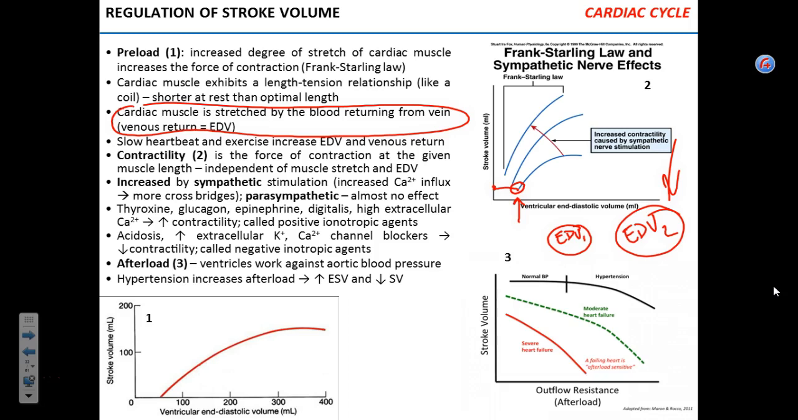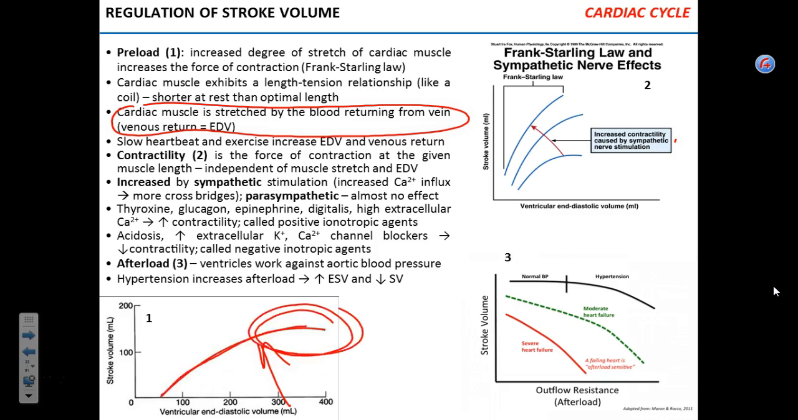Now, is this relationship forever? You can stretch the heart to this and it will eject all? No. Look at the graph here at the bottom. So, if you stretch it to a certain volume right here, you can add more and more blood, but the heart cannot eject any more. Does that make sense? You reach the maximum force that it can generate. Okay, but you rarely reach that point. We're good?